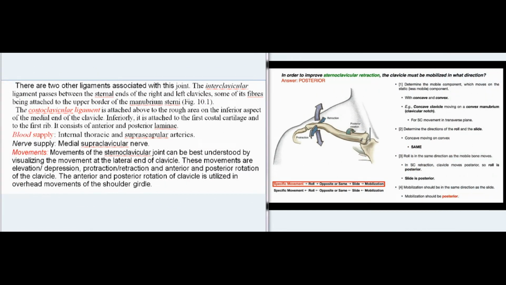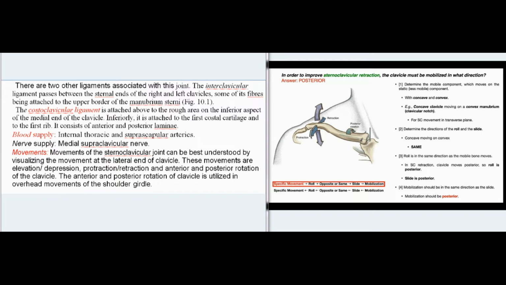There are two other ligaments associated with this joint. The interclavicular ligament passes between the sternal ends of the right and left clavicles, some of its fibers being attached to the upper border of the manubrium sterni, Fig 10.1. The costoclavicular ligament is attached above to the rough area on the inferior aspect of the medial end of the clavicle. Inferiorly, it is attached to the first costal cartilage and to the first rib. It consists of anterior and posterior laminae. Blood supply: internal thoracic and suprascapular arteries. Nerve supply: medial supraclavicular nerve.